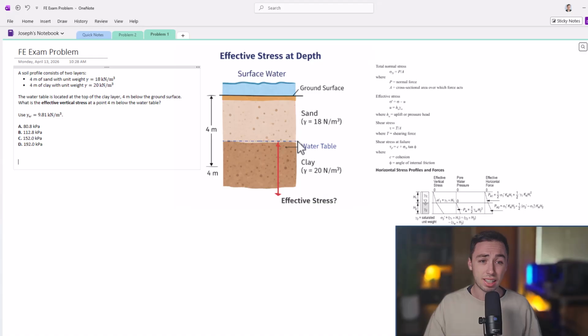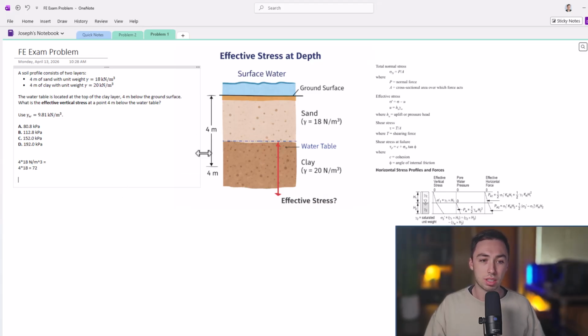But we notice here that the water table is 4 meters beneath the surface. So we have 4 meters of sand that is not going to be affected by uplift pressure. So we're going to go 4 multiplied by 18 kilonewtons per meter cubed. Make sure to keep our units consistent there. And that is going to give us the result of 72. So that's going to be this normal stress here in the sand layer.